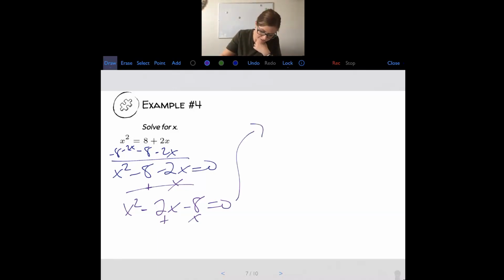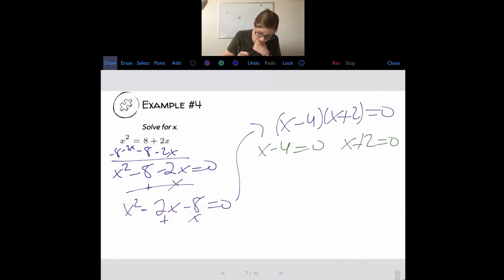And you see that when it's written in the correct form. So here we have x minus 4 and x plus 2 equals 0. So then we set each factor equal to 0. Okay, so we get x is 4 and -2.